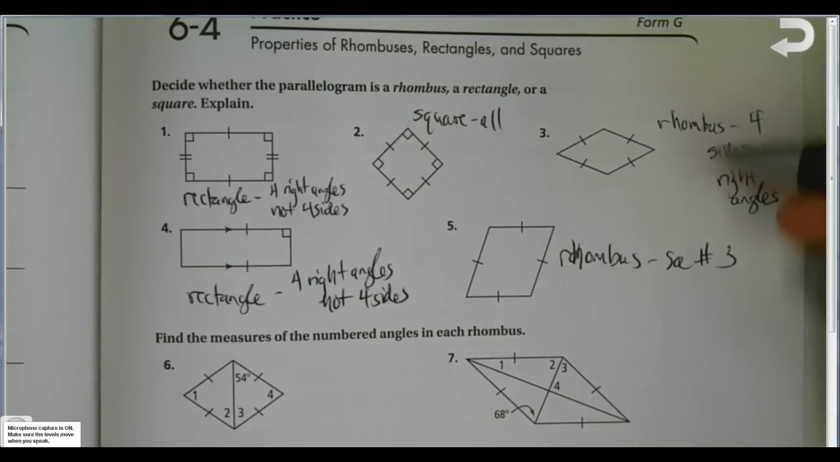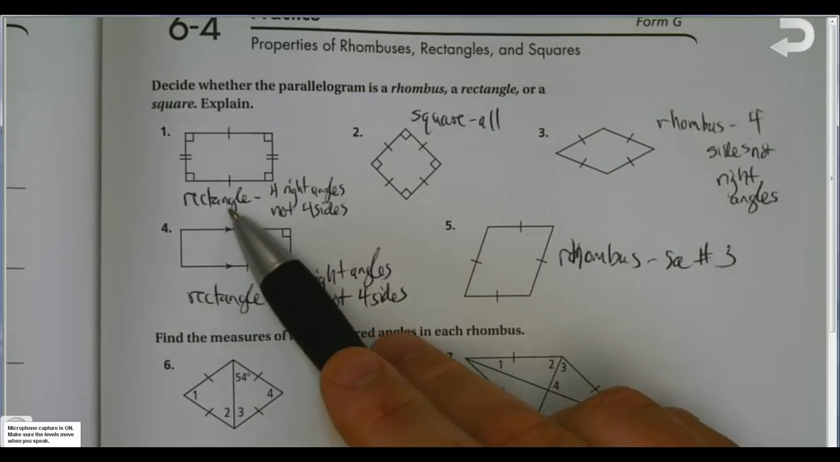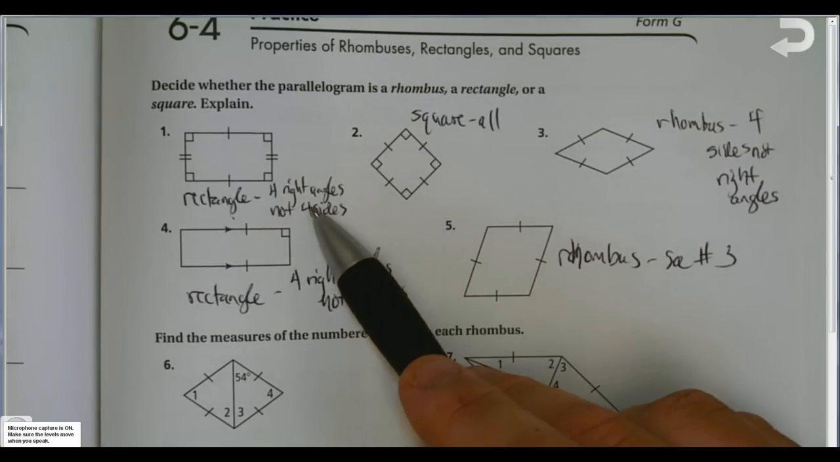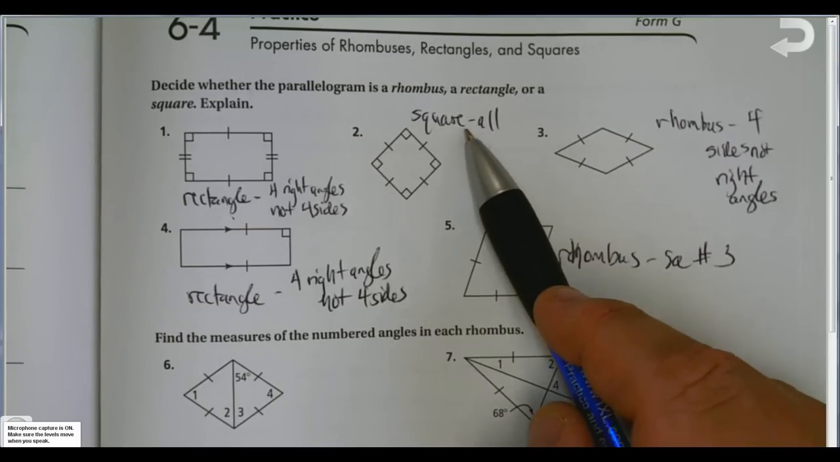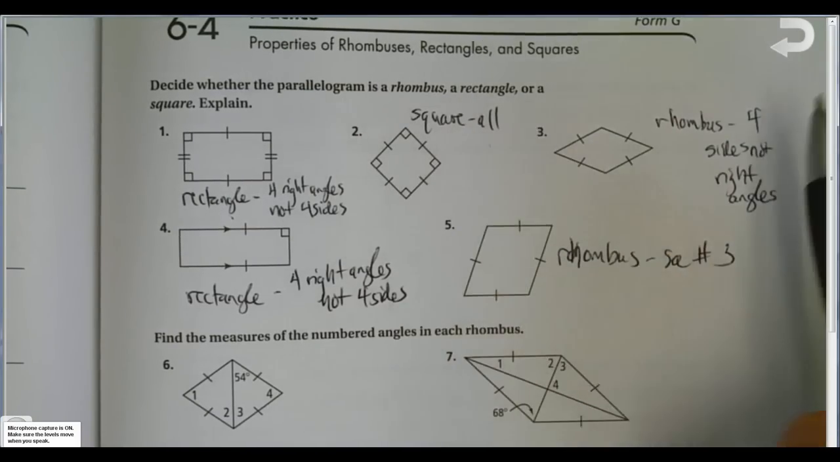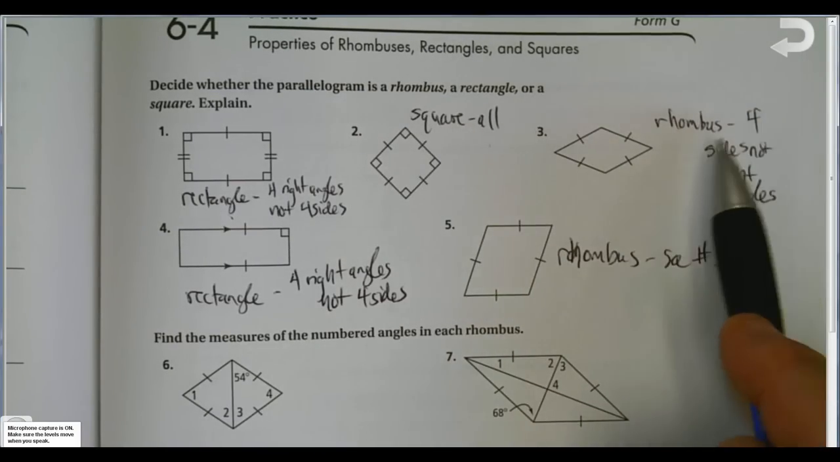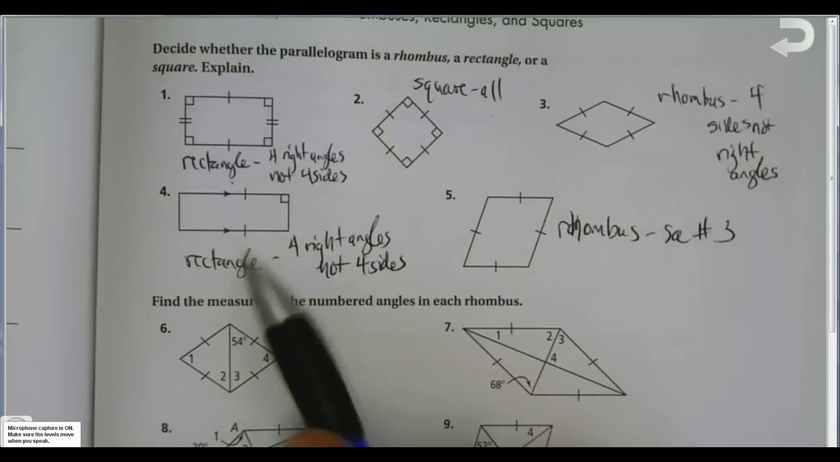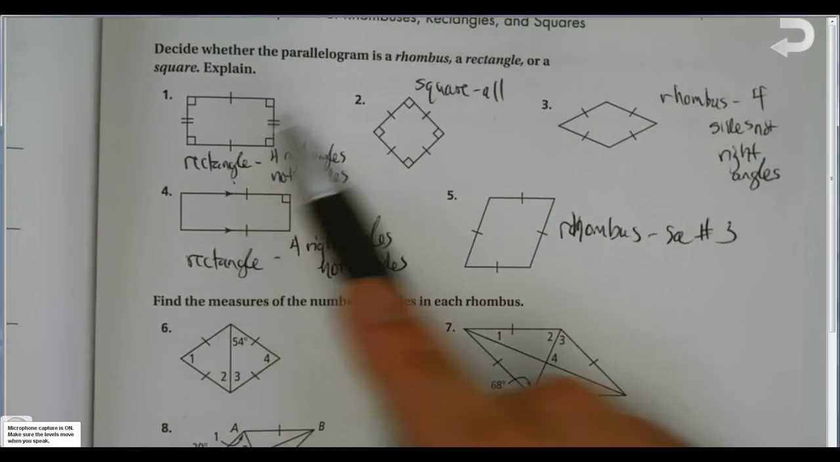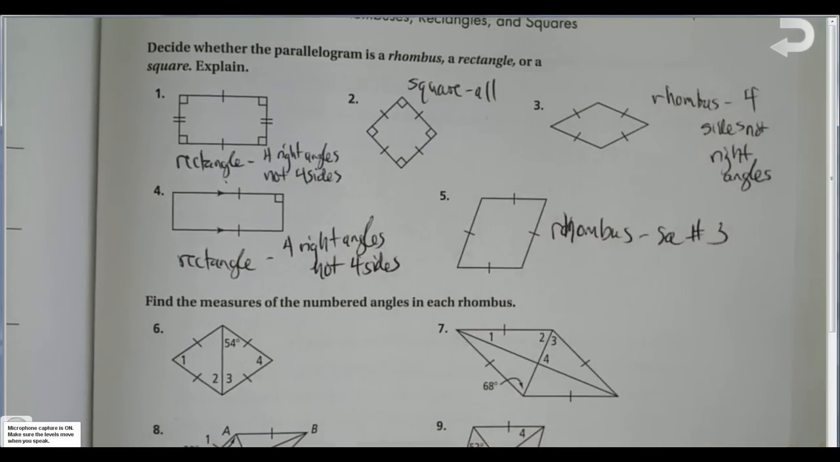Okay, so hopefully you're able to get this. This is a rectangle because it has 4 right angles but not 4 congruent sides. This is a square because it had all the properties. This is a rhombus because it had 4 congruent sides and not 4 right angles. And then rectangle, same as number 1. Rhombus, same as number 3.